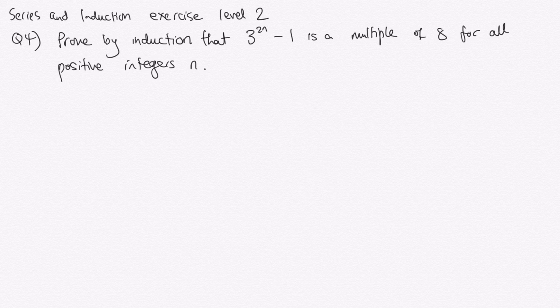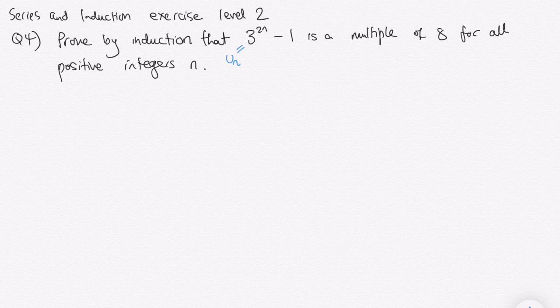In this question, I want to provide the solution to exercise level 2 question 4 from the series induction section of MEI Further Maths A-Level Core Year 2. So we're asked to prove by induction that the expression 3 to the power of 2n subtract 1 is a multiple of 8 for all positive integers n. And just to make the notation slightly easier throughout, I'm going to let this expression be equal to un.